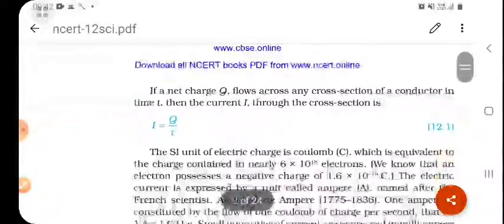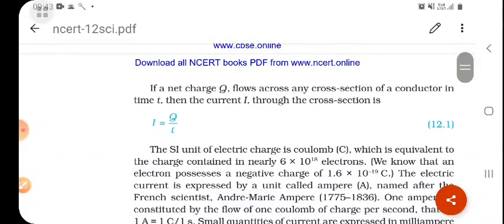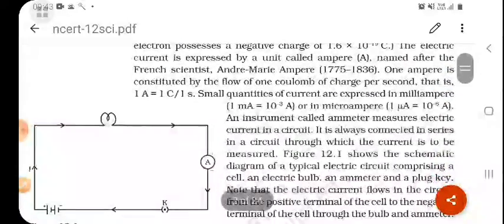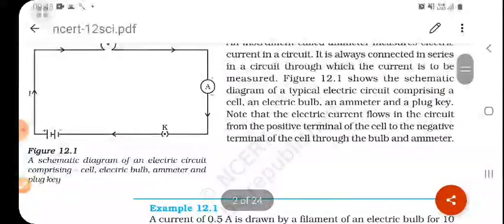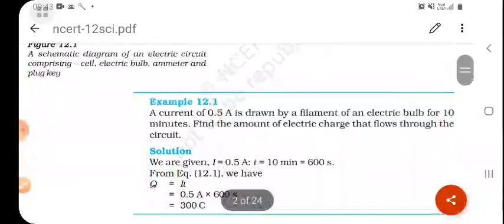Okay, we have seen what electric current is, that is the net charge flowing per unit area per unit time, and its unit is ampere. What is an electric circuit? A closed conducting path.